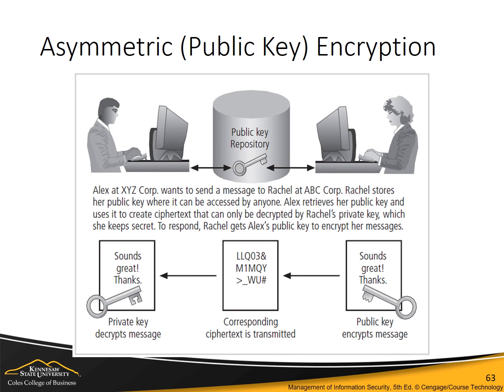Asymmetric public key encryption is another option. With this method of encryption, Alex wants to send a message to Rachel. Rachel stores her public key where it can be accessed by anyone. Alex retrieves the public key and uses it to create ciphertext that can only be decrypted by Rachel's private key, which she keeps secret. To respond, Rachel gets Alex's public key to encrypt her messages.